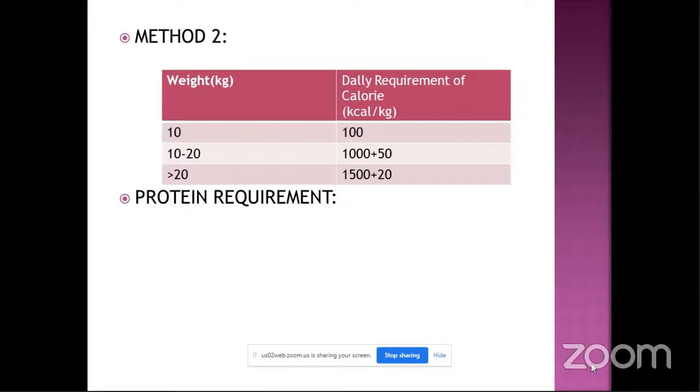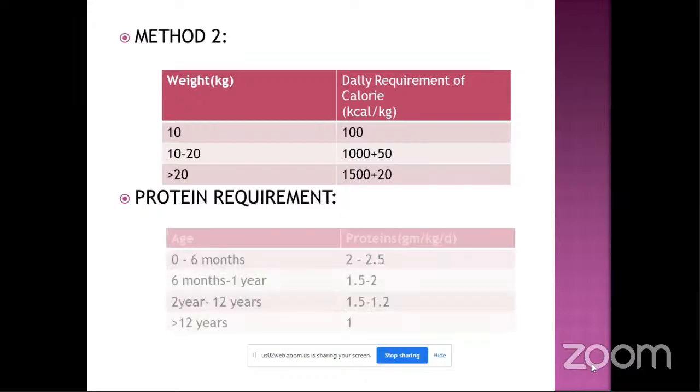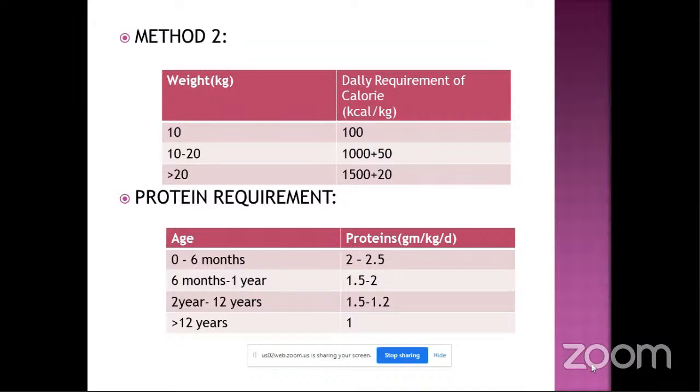So this is how we calculate the calorie. This is the expected calorie we are calculating with this. Now coming to the protein requirement. The easy method which you can remember well is this: just remember from 2 to 1. So we will be having some fractions in this.